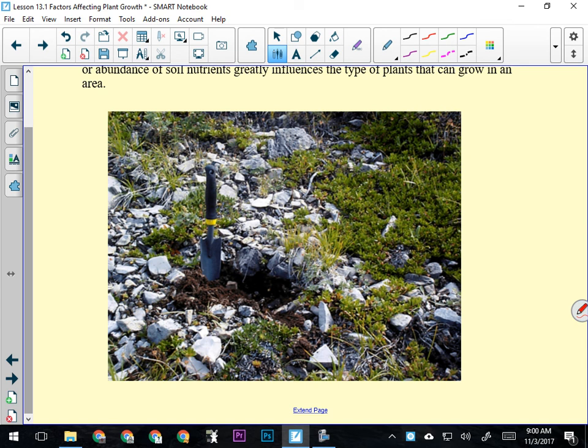So above that, there hasn't been a lot of time for soil to build up. And so the soil doesn't, A, have very many nutrients. B, it's not very thick. And so it can't support large plant life. It's just going to be small, shrubby stuff.